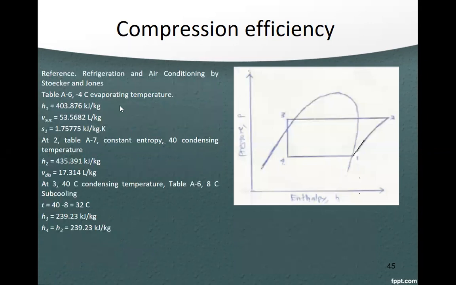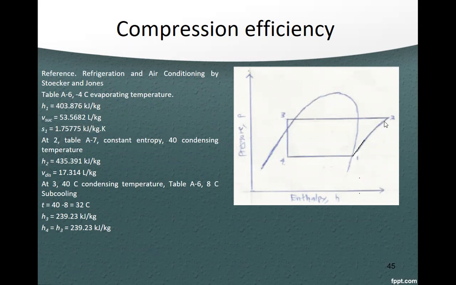So for reference, Stoecker and Jones, properties, Table A-6, at negative 4°C evaporating temperature, the saturation values are: h of 1 is 403.876 kJ per kilogram. Suction specific volume is 53.5682 liters per kilogram. The entropy is 1.75775 kJ per kilogram Kelvin.